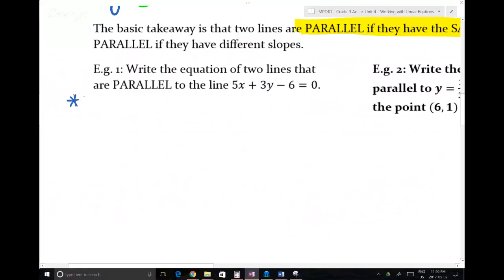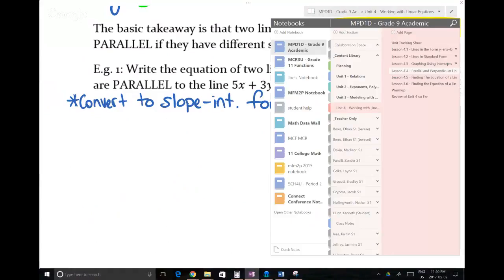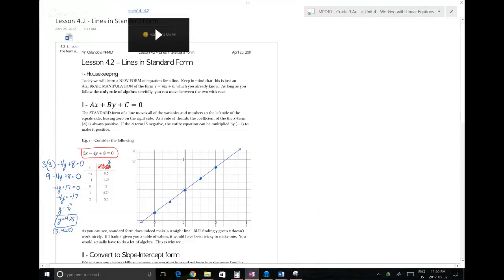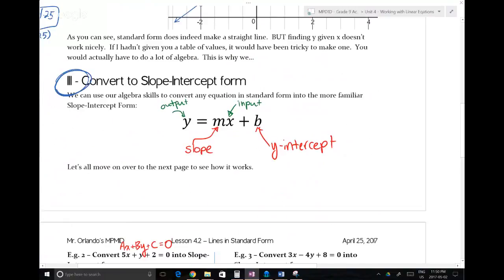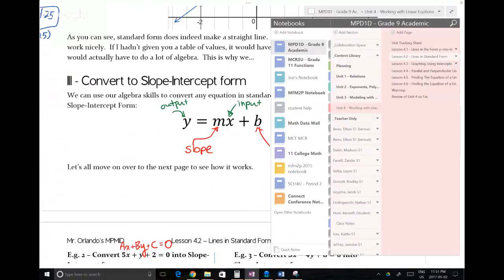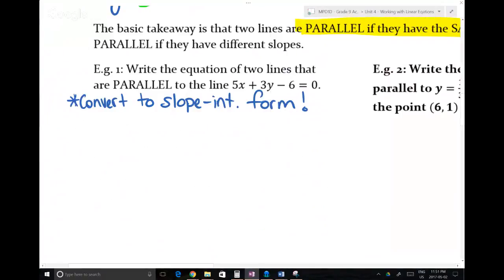Well, the first thing we need to know, of course, is the slope of this line. So let's convert this to slope-intercept form. And we have a whole lesson about that, by the way. If you're not sure how to do that, you could look at lesson 4.2, which is all about standard form, which is how I gave it to you here. And the third part of that lesson is about converting it to slope-intercept form, y equals mx plus b. But to give you the brief recap, we're going to solve this for y.